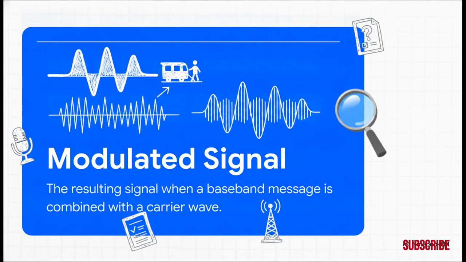Now, when our passenger finally boards that train, the result is the modulated signal. This boarding process, putting the message onto the carrier, is called modulation. It's the technique of successfully combining our low-frequency message signal with our high-frequency carrier wave for transmission. You guys, understanding this trio, baseband, carrier, and modulated signal, is an absolute must-know for your exams.